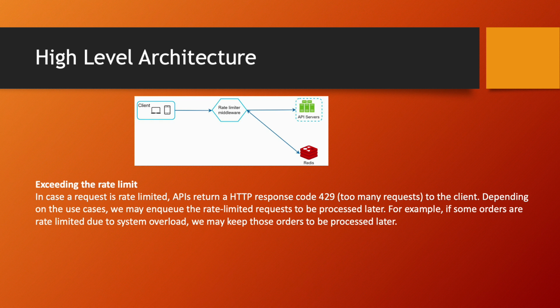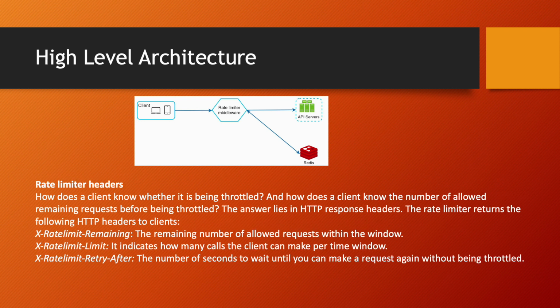What if the rate limit gets exceeded? In case a request is rate limited, the API returns an HTTP response of 429, that is, too many requests, to the client. Depending on the use case, we may enqueue the rate limited request to be processed later. For example, if some orders are rate limited due to system overload, we may keep those orders to be processed later.